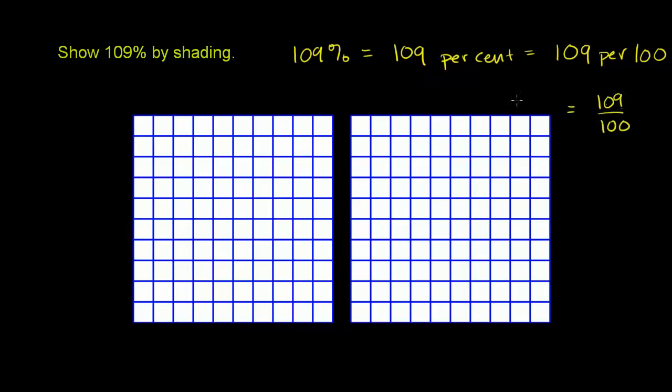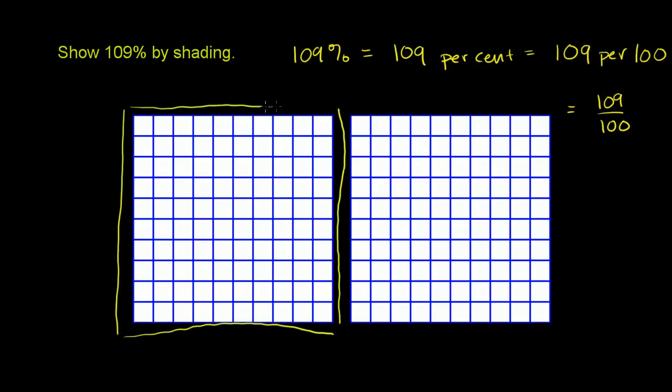So let's shade that in. So we have a whole here. So we could consider this square a whole. In the last video, we counted. This is a 10 by 10 square. It is cut up into 100 pieces. So if we want 109 of those 100 pieces, what are we talking about? Well, that means we're going to shade in all of the 100 right over here.